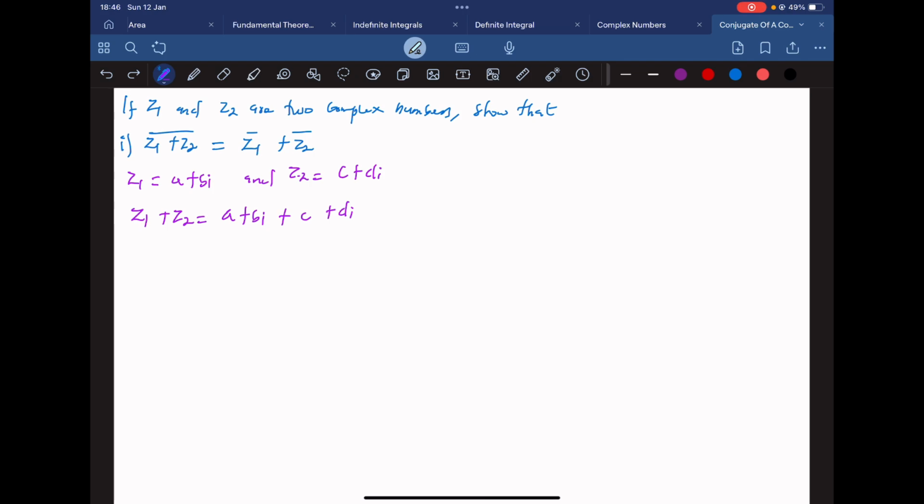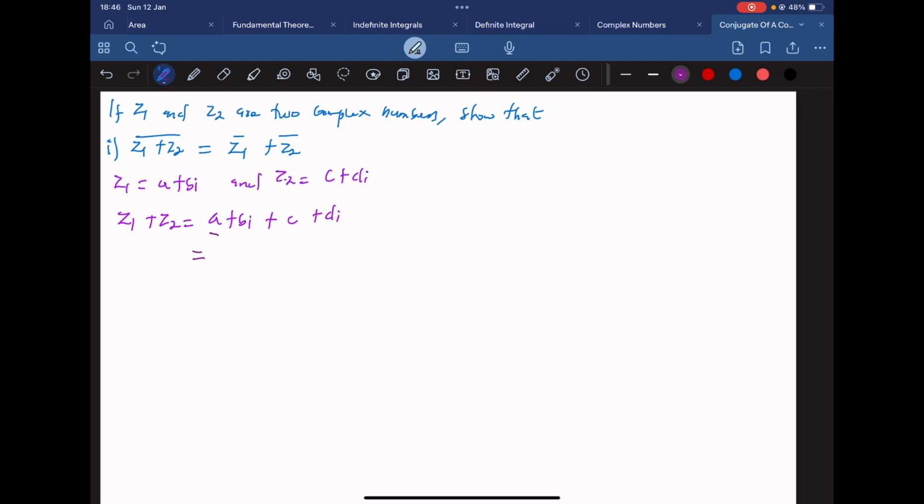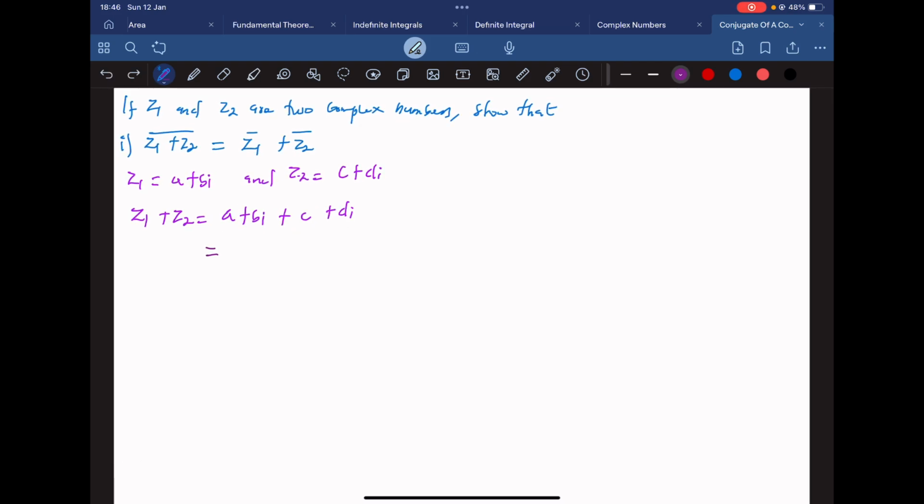So if we add these two, we can add the real part. In adding the real part, we are going to have a and c. Remember from the previous video, the real part is just a and c, and we have the imaginary parts. We see we have bi and di, and in this case, if we add them, we're just going to have b plus d. Remember, I just brought the i out. And now this is z1 plus z2. To find the conjugate of z1 plus z2, all that we have to do is to change the sign in between them to the opposite sign. So in this case, we have a plus c, then minus i times b plus d.